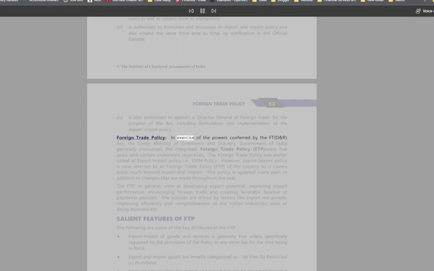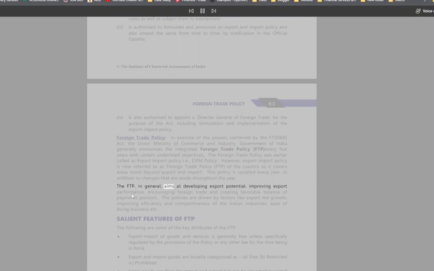Foreign Trade Policy. In exercise of the powers conferred by the FTDR Act, the Union Ministry of Commerce and Industry, Government of India generally announces the Integrated Foreign Trade Policy, FTP, every 5 years with certain underlying objectives. The Foreign Trade Policy was earlier called the Export-Import Policy, i.e., EXIM Policy. However, it is now referred to as Foreign Trade Policy, FTP, of the country as it covers areas much beyond export and import. This policy is updated every year, in addition to changes that are made throughout the year.